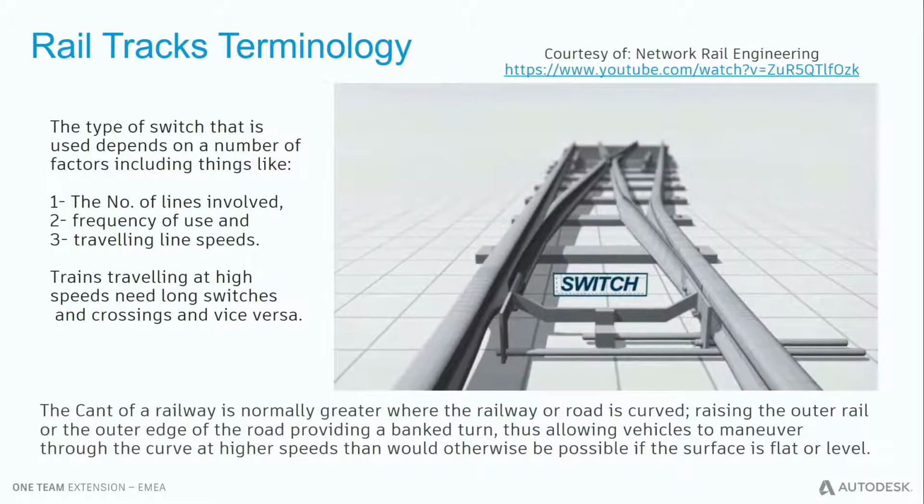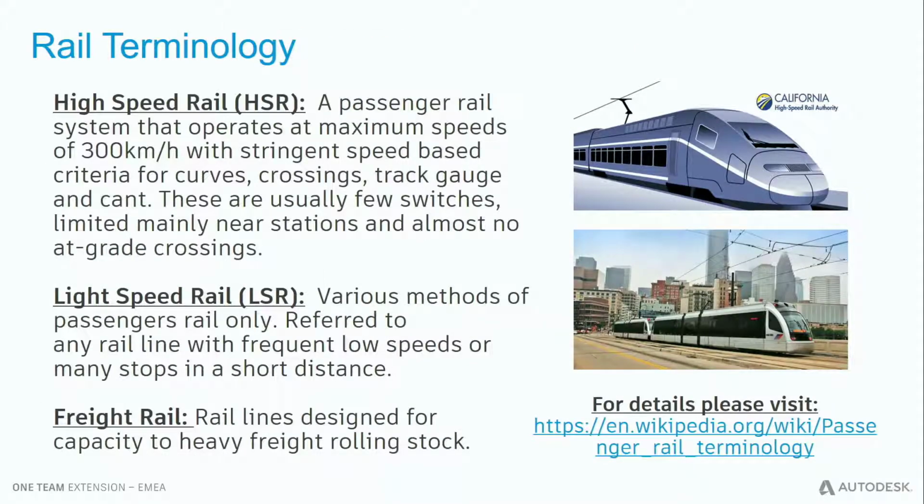And finally, very quickly, once we talk about rail, there are three major rail types. We talk about high-speed rail. These are rails that go around 300 kilometers per hour or above. We have light rail. These usually go at lower speeds, anything less than 300 kilometers per hour, and usually have very frequent stops. So it's usually a short distance with frequent stops. And finally, freight rail for carrying goods and heavy objects.